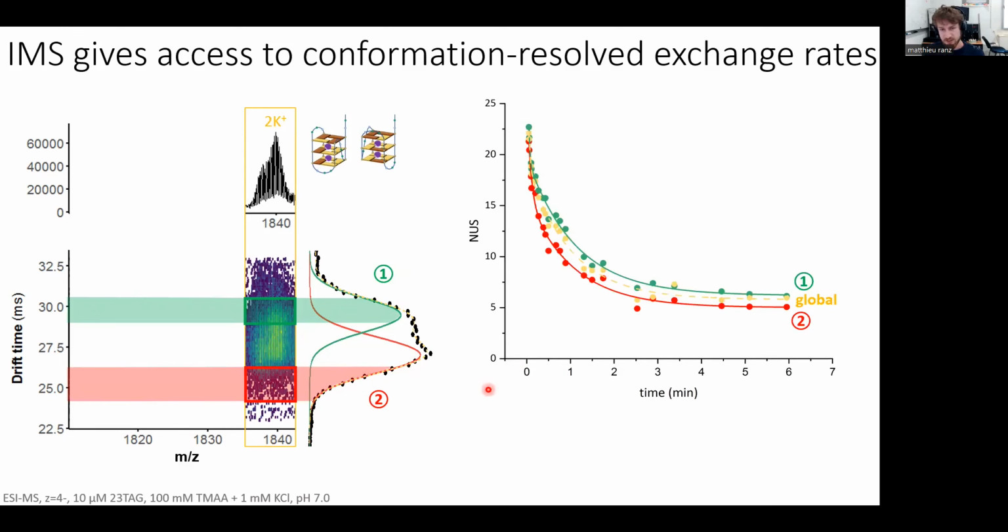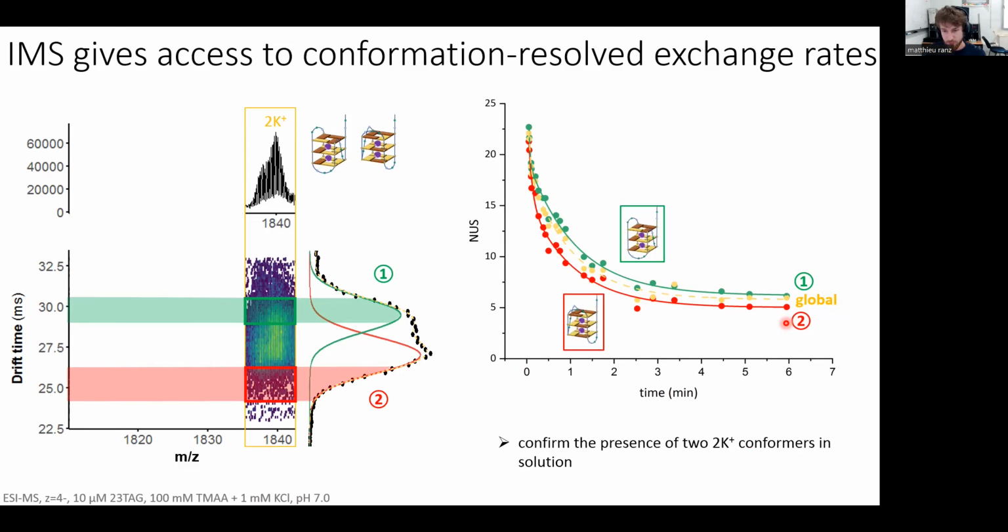So although the exchange is quite similar for the two species, because the two structures are not so different actually, we observe still significantly different exchange rates in green and in red. That proves that the two conformers detected in the gas phase really exist in solution, and that we were able to measure kinetics of exchange for the two conformers of same mass with this method. And that was kind of the goal.